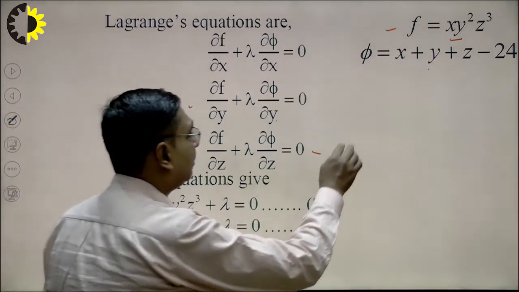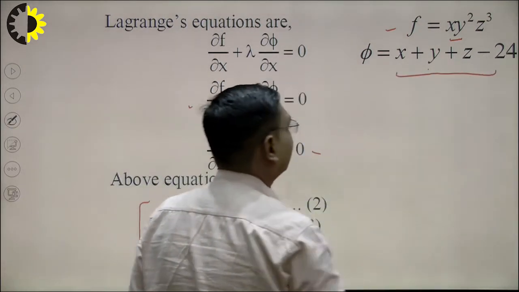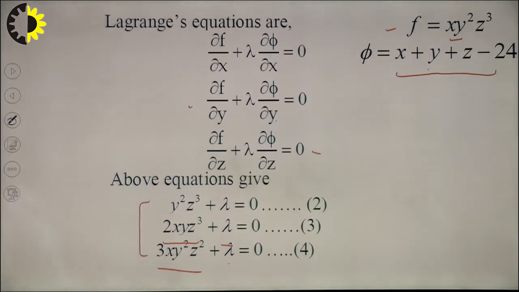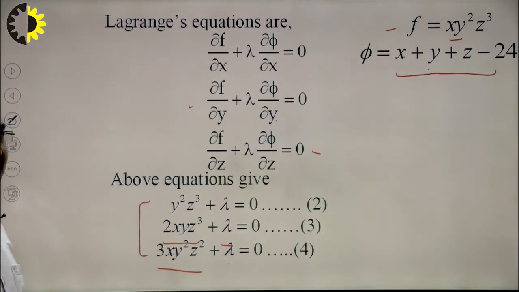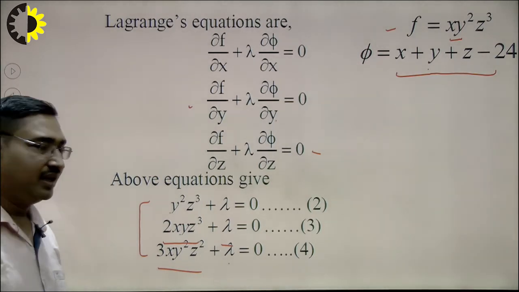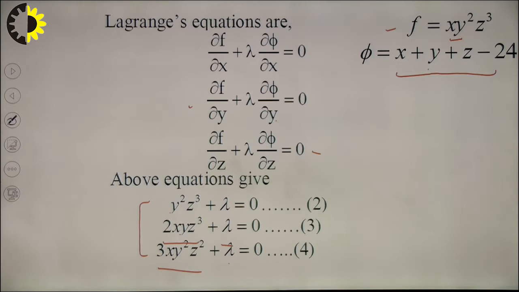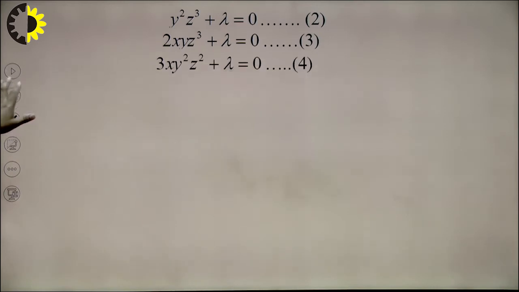Fourth equation is that one which was used to construct phi. These 4 equations will now be solved to find the values of x, y and z, and those values of x, y and z will give us the required parts of the number. These are our equations.